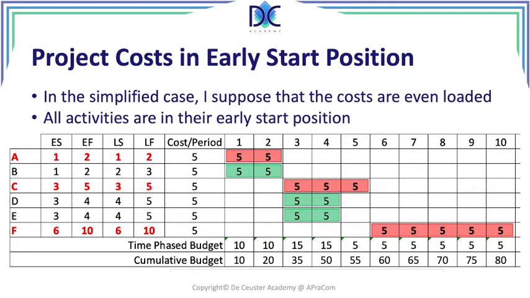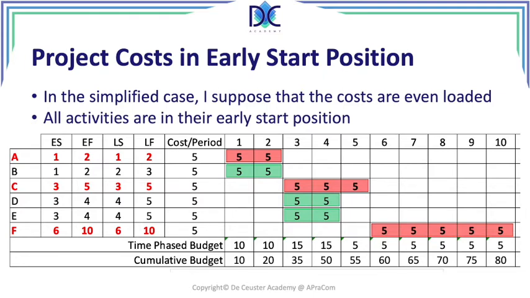The next thing to do is to calculate what we call the cumulative budget. For the cumulative budget, we add the cost of that period to the previous period. So for the first one, we don't have anything before, so we have 10. For the second period, we have 10 plus 10 is 20. For the third, we have 15 plus 20 is 35. And we continue like that. And at the end of this project, at period 10, we see that the total cost, or the budget at completion of this project, is 80,000 euro, whatever monetary unit you are using.